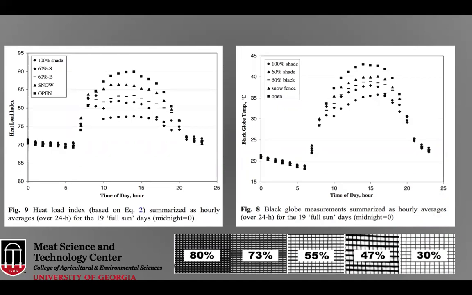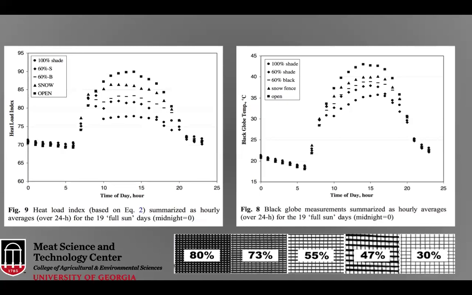So right here, some research has been done to show that heat load index actually increases as shading is more open. So for open cattle, you see that HLI is hitting up to that 90, which is well above that threshold. Most likely these cattle are accumulating heat. But as you see, we go down, we have 60% shade, and also 60% shade with an iron reflective surface, and we see that it's starting to slowly reduce that HLI, so also slowly reducing the ability of these cattle to accumulate heat.